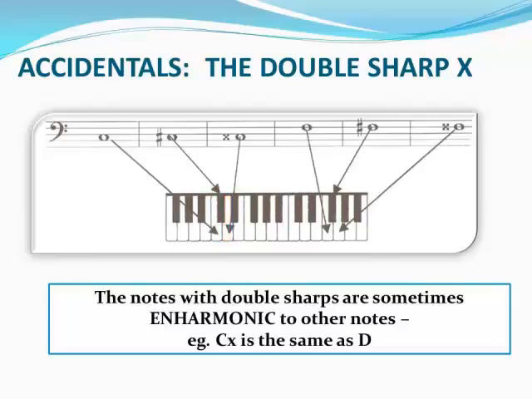The next example is F. Of course, F is on the white key. When we raise F by one semitone, it becomes F sharp, and it's the black key above F. F double sharp is two semitones above F and is enharmonic to G.